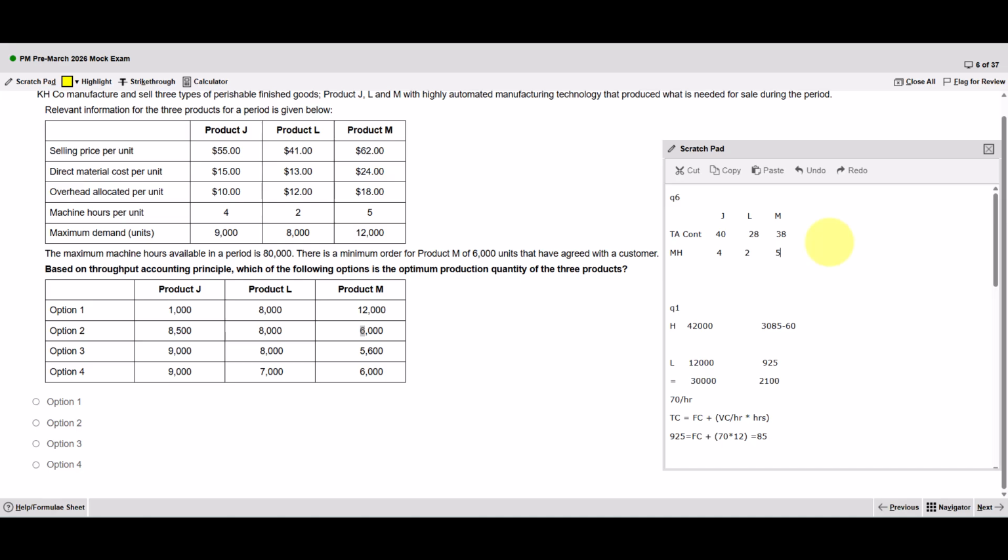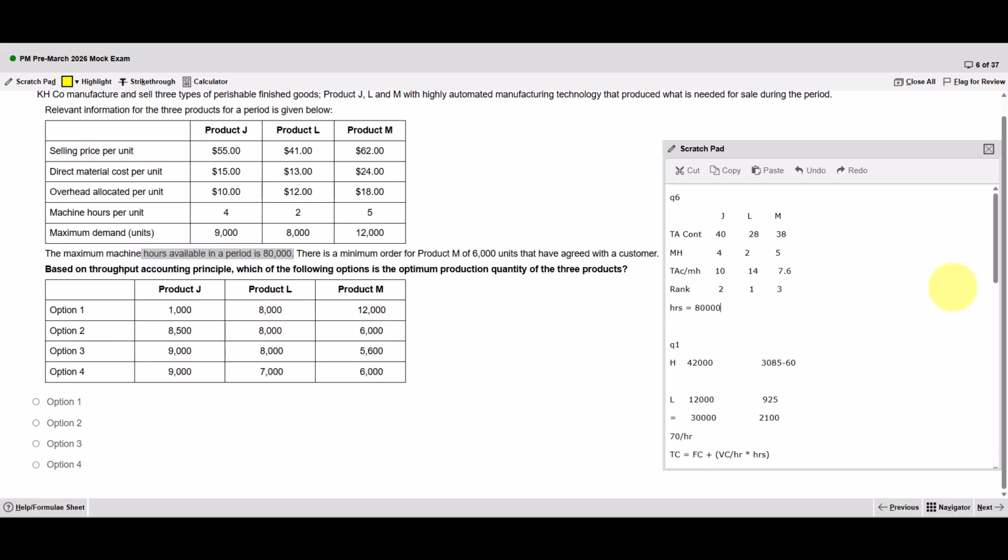And now you see I've put in the machine hours that each uses, because machine hours is where we are constrained. So now I need the throughput accounting contribution per machine hour, which is 40 divided by 4, 28 divided by 2, and 38 divided by 5. And so now we've got our ranking 2, 1, 3. If L is ranked 1 and we want to make 8,000, we've already made 6,000 of this. If we're now going to make 8,000, then we're probably now restricting it to the top 2 options. So if you'd got this far, I would guess option 2 based on what I said earlier.